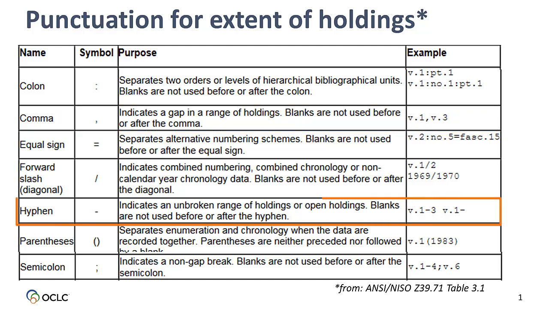The hyphen indicates an unbroken range, or at the end of the holdings, it indicates open holdings, meaning still receiving. And at the bottom, the semicolon indicates a non-gap break. So in the example, you have volume 1 to 4 with a semicolon followed by volume 6. So the holdings do not include volume 5, but that is because it's what's called a non-gap break. The volume is not published.